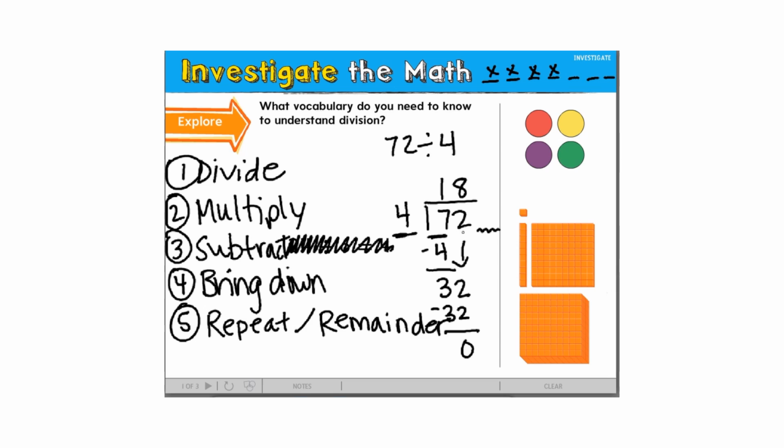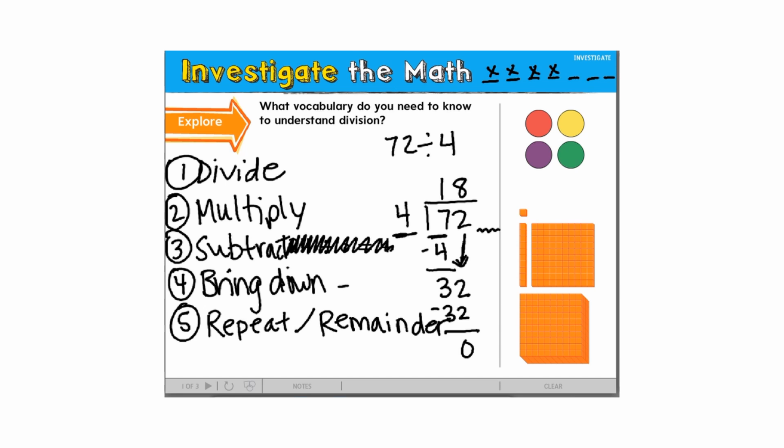I pulled this 2 down. This was part of my step, was to bring down the next number. I was right here at this step. And now I get 4 into 32. 4 into 32 fits 8 times, because 8 times 4 is 32. Because 4 goes into 32 8 times. That's a basic fact.